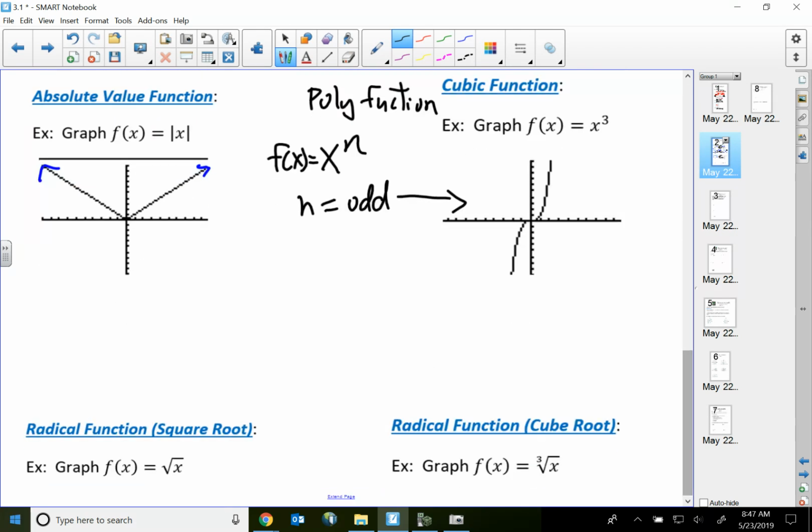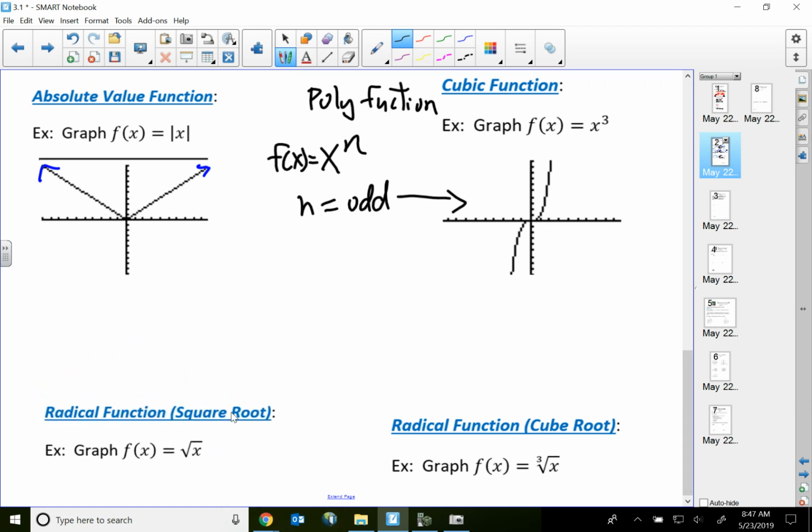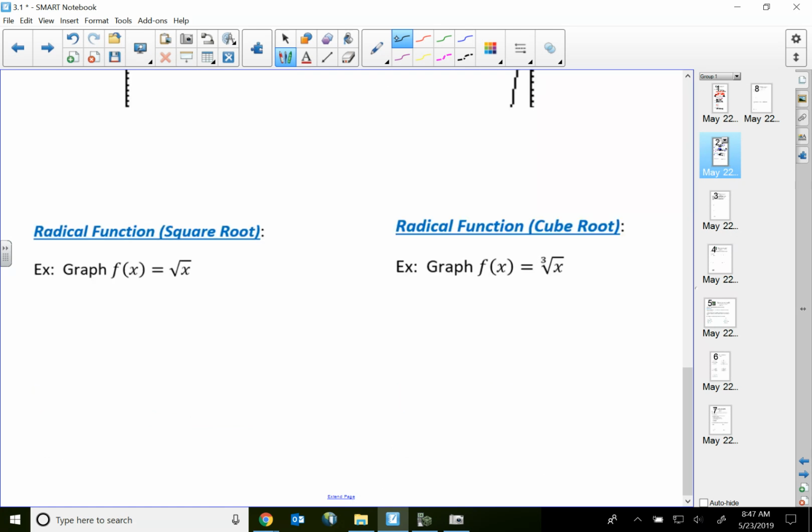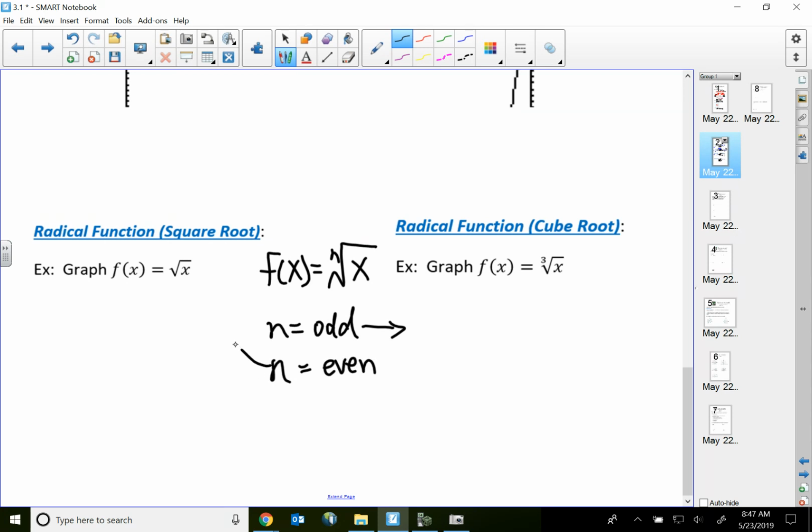All right, radical function. Both of these are radical functions. One of them is a square root, one of them is a cube root. So a radical function always has the form of nth roots of x. So if the root is odd, it will often look like this picture I'm going to draw. If the index or the root is even, it will always look like this picture right here I'm going to draw.